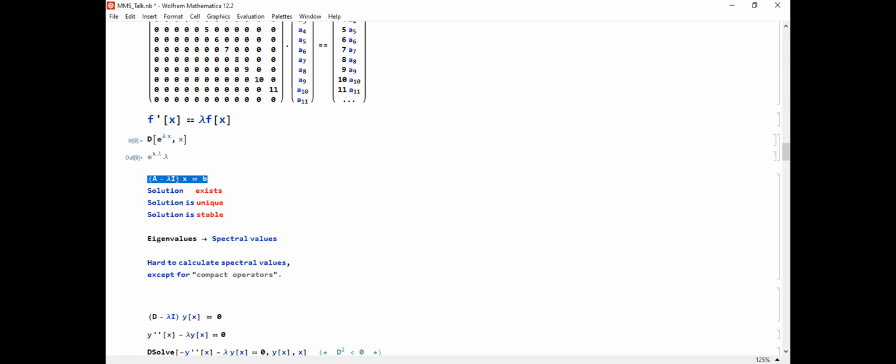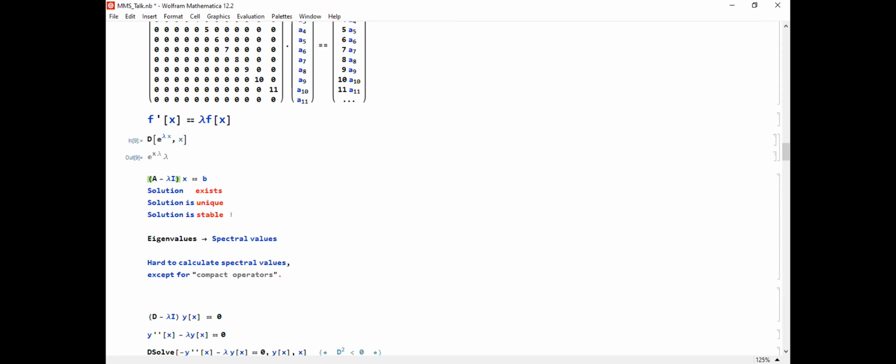Now, what kind of properties would we like this sort of equation to satisfy? Well, we would normally want the solution to exist. We would want the solution to be unique, and we would want the solution to be stable. Stable in the sense that if you change b slightly, by 0.01 or some small value, then you would want the starting vector x to also change just slightly. Eigenvalues are those special values for which this breaks down, for which either you don't have a solution, or it's not unique, or it's not stable.